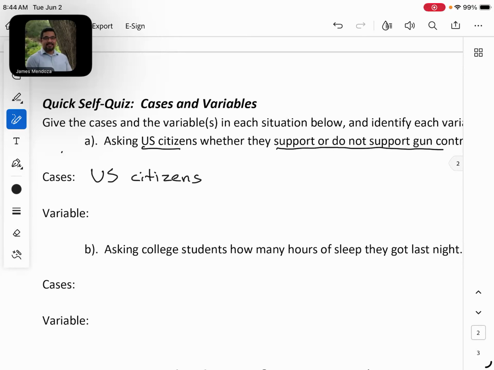All right. And then think about if someone were to ask you or me that question, what would be the likely responses? It would either be yes, we do, or no, we don't. So it's either you're in the yes group or the no group. So this would be categorical. So you've got gun control as the variable, and you'd have a column of people who said either yes or no. And this would be categorical.